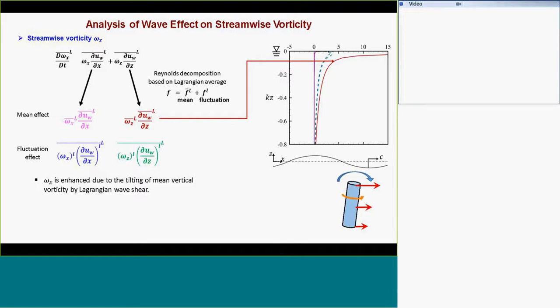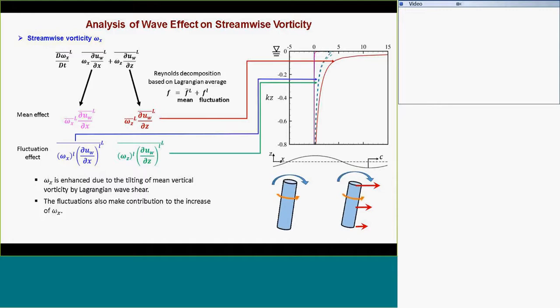But there's something more. We also observed two additional terms contributing to this, due to the correlation of the fluctuations. To explain this in a physical picture, there are fluctuations, but they have a certain correlation, so there's some lag effect, which also turns this vortex into the streamwise direction. So that was our finding.